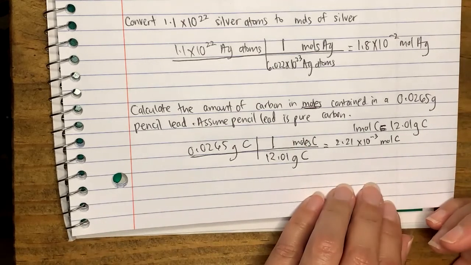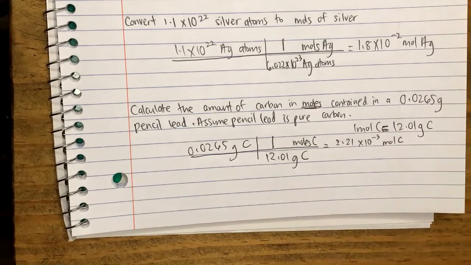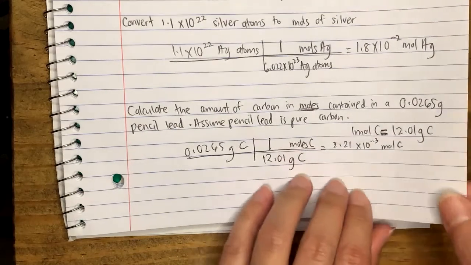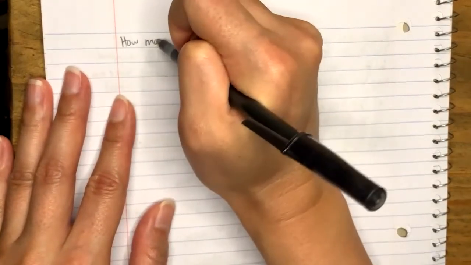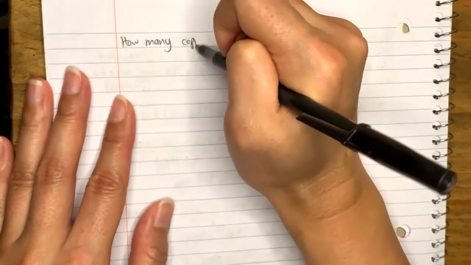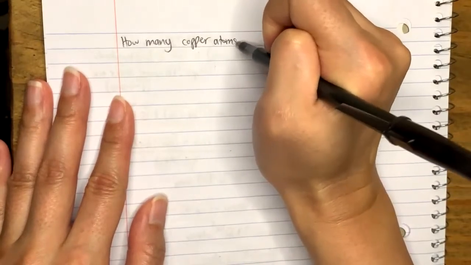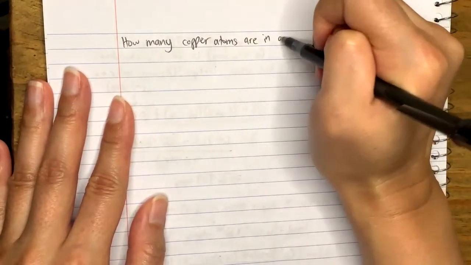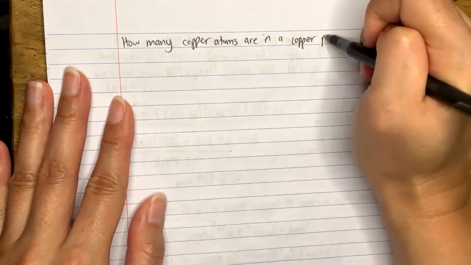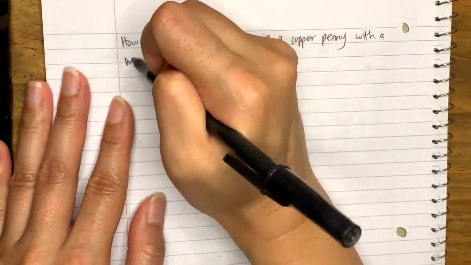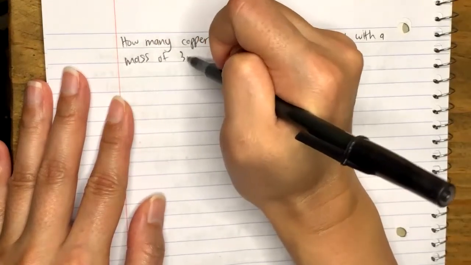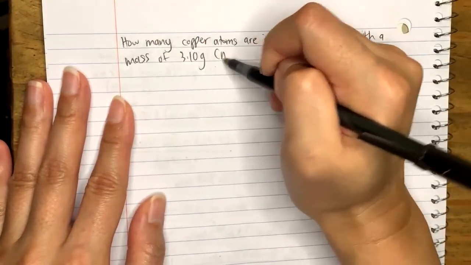All right, let's go ahead and do one more problem, the last problem before we end our chapter. Let's write it out. This one says, how many copper atoms are in a copper penny with a mass of 3.10 grams?